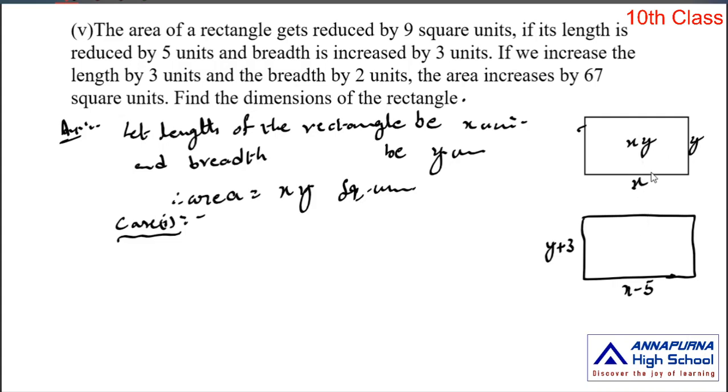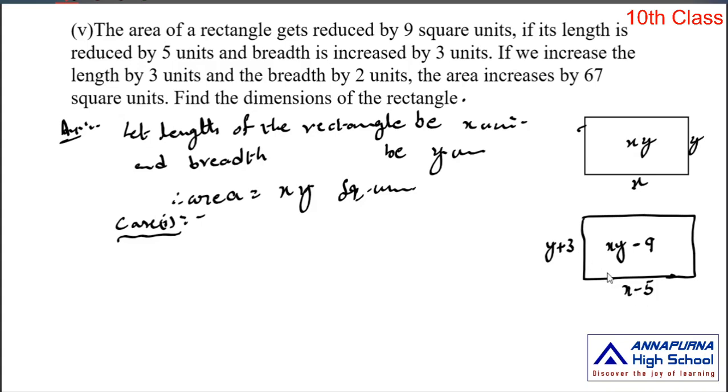The original area is x into y. It is reduced by 9 square units. That means the area of the new rectangle is xy minus 9. Okay, so just ignore this area. Already we know the length and breadth of the new rectangle.